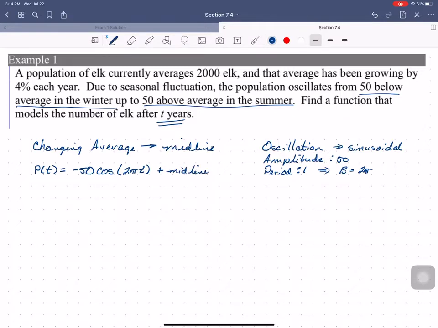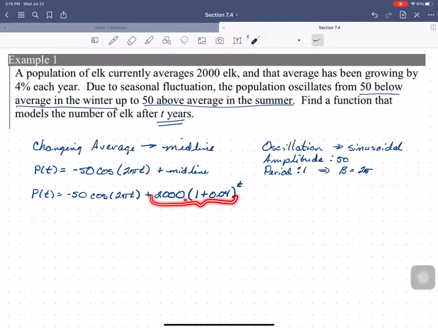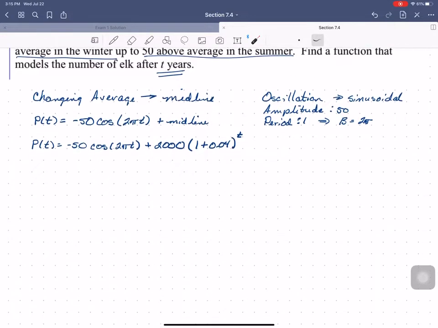So here's the tricky bit. Our midline is not a constant. Our midline is my 2,000 plus or times that multiplier that gets it to be increasing at 4% per year. Now, you may be struggling with this. So let me walk you through developing that.